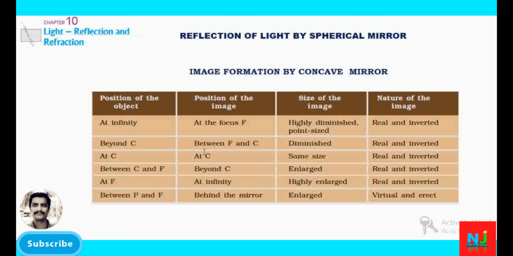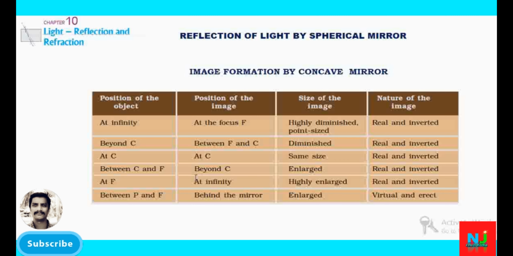Behind C, if you keep the object behind C, the image is formed in between F and C. F is the principal focus, C is the center of curvature. The image is diminished, real but inverted. At C, the image is also formed at the same point C, of the same size, but it is real and exactly inverted at the same point.